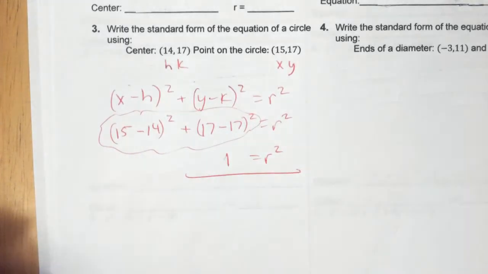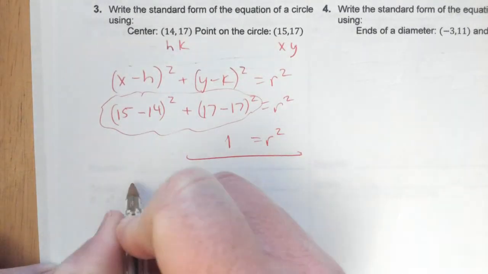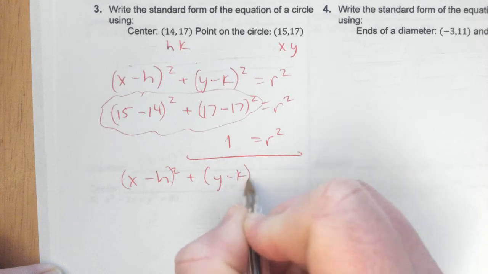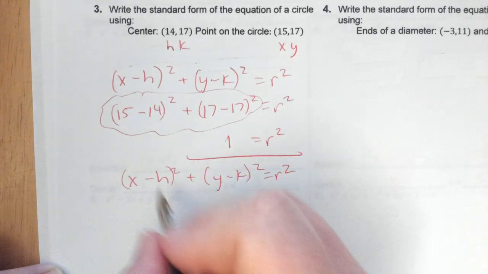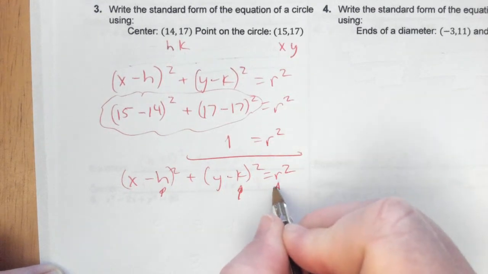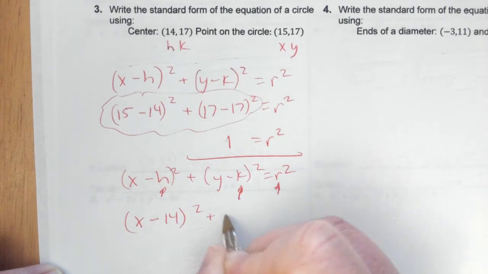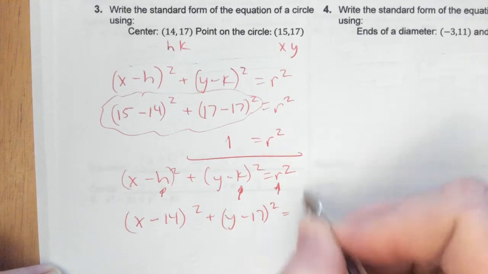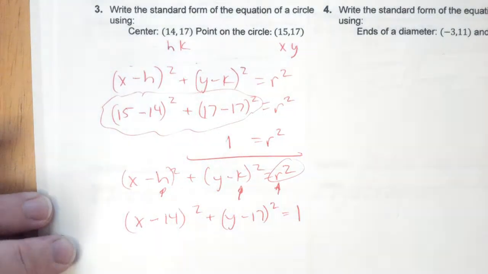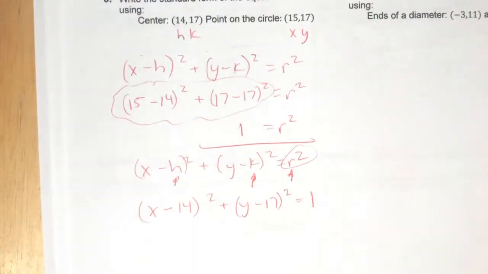So we have x minus h, that quantity squared, plus y minus k, that quantity squared, equals r squared. Then we would plug in our h, our k, and our r. So we would have x minus 14 squared plus y minus 17 squared equals, what was r squared? Just the number 1. So it's pretty simple, right?